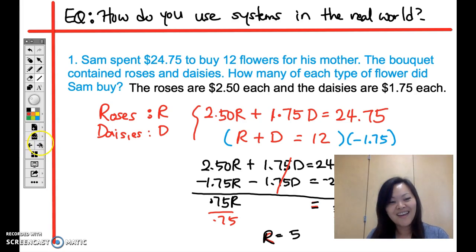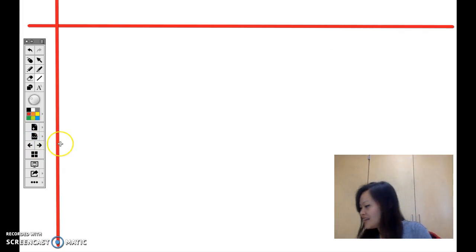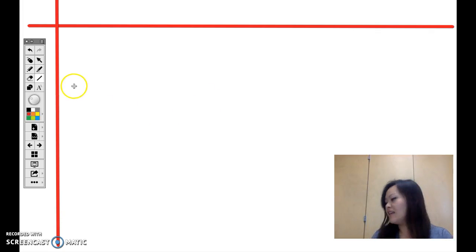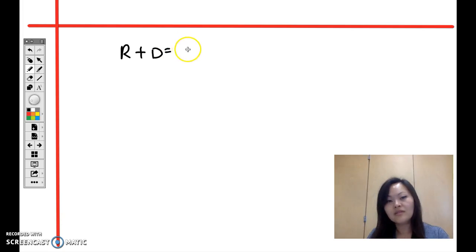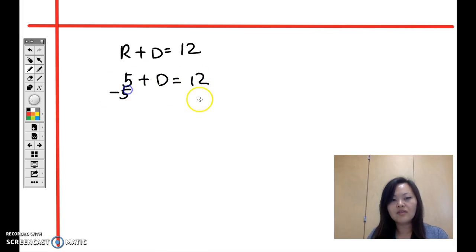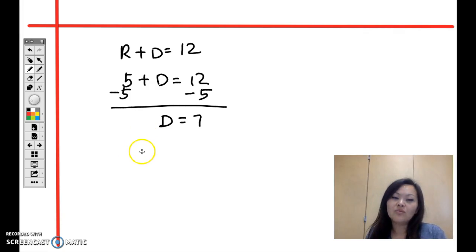I'm sorry. Okay, so we found out that R is 5. Okay, and let me just write down the equation again. Remember how the roses plus daisies was a total of 12, right? And our roses ended up being 5. So instead of R, we plug in the 5 plus D, and that's 12. So now we have to subtract 5 from both sides, and so now we know that D is equal to 7.